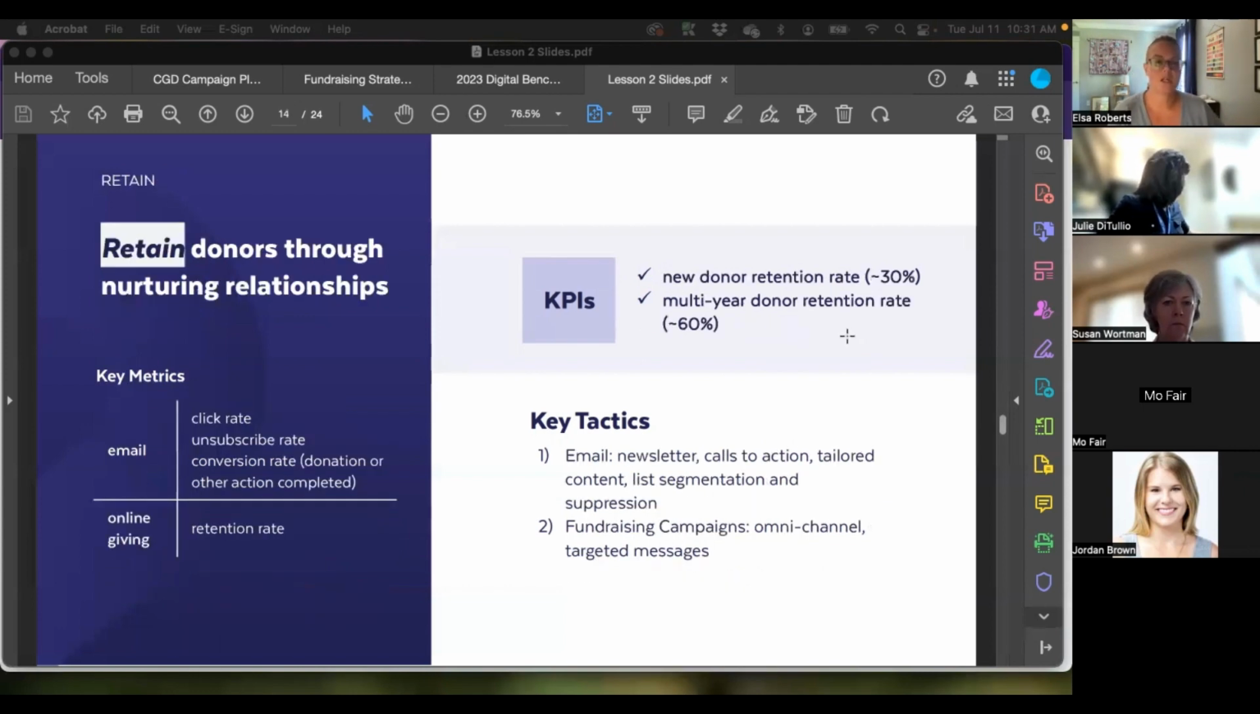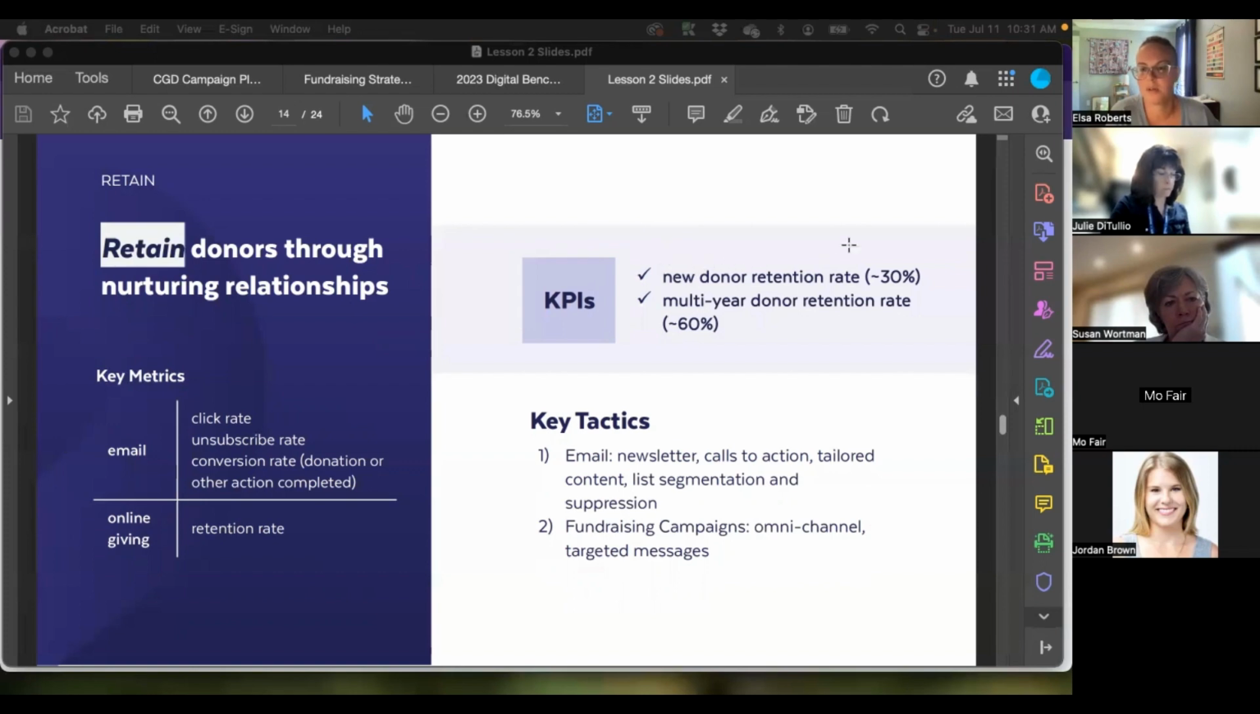In the retention stage, it's really going to be all about email and online giving metrics like click rate and subscribe rate. And then for online giving, of course, retention rate is the big metric that you're going to want to pay attention to.